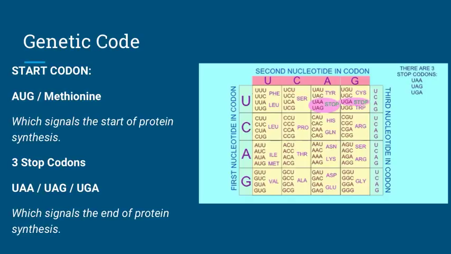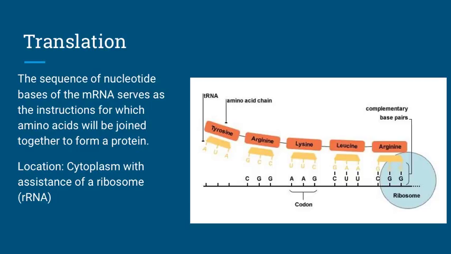We also have 3 stop codons. I have them marked here, UAA, UAG, UGA. All 3 of those let this process know when to stop. Cool beans? And we're going to do lots of practice. You're going to do a worksheet on this. You're going to do an activity on this to hopefully you really understand it.